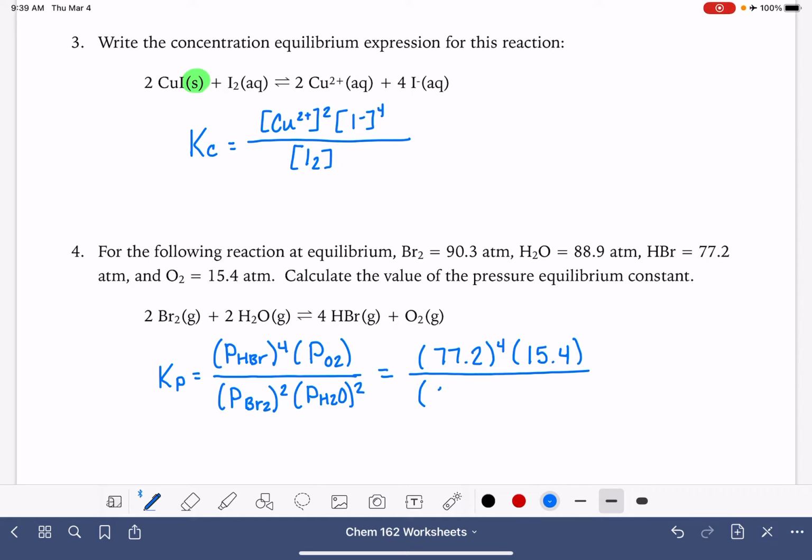The pressure of Br2 is 90.3, and that gets raised to the 2. And the pressure of H2O is 88.9, and that gets raised to the 2. And then now we just have to actually work the math out on this. 77.2 raised to the 4 times 15.4 divided by 90.3 raised to the 2, and also divided by 88.9 raised to the 2. This, I'm getting 8.5.